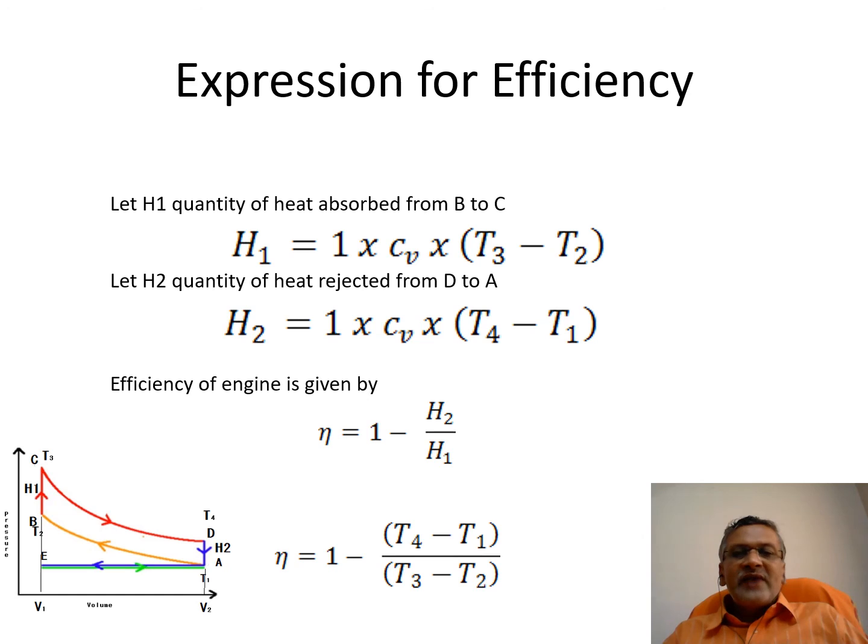And the amount of heat rejected from D to A is given by H2. Again 1 kg of mass we have taken, and the process takes place at constant volume, it is CV, and temperature falls to T1 from T4, therefore the difference is T4 minus T1. We know the efficiency of any engine is given by eta is equal to 1 minus H2 upon H1. H2 is the amount of heat rejected, H1 is the amount of heat absorbed. Therefore, if we substitute H2 and H1 in the above equation, we get eta is equal to 1 minus (T4 minus T1) divided by (T3 minus T2).